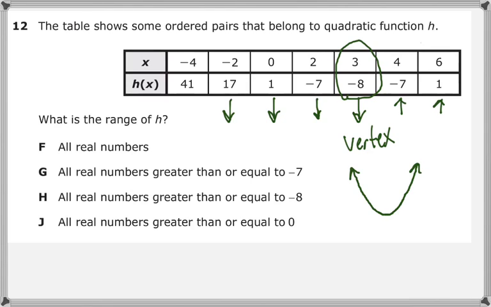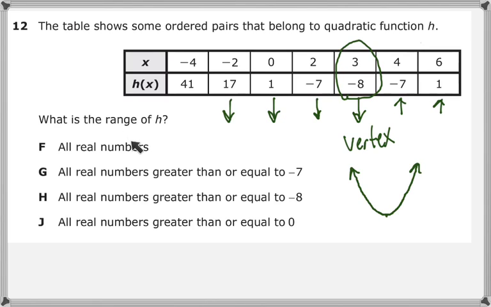So this looks like our lowest point here. Looks like that's our vertex. So that's going to be our lowest y value. Y values are the range values. Okay, so that's the lowest y value that we have according to the table. And let's take a look at our answer options.